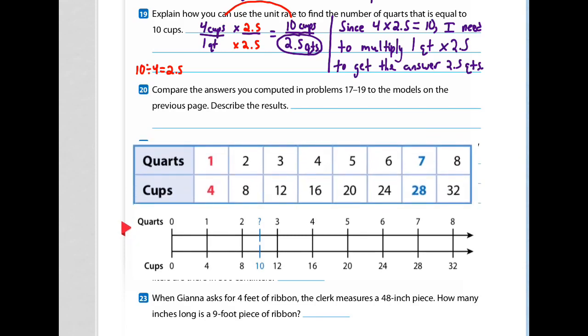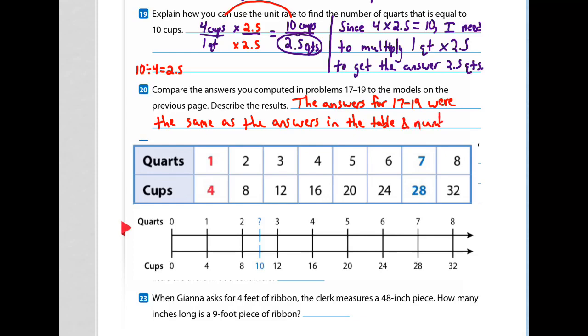So let me move this. All right. So I'm going to say the answers for 17 through 19 were the same as the answers from the table and number line. Okay. So I'm hoping you notice that your answers for 17, 18, and 19 were also the same. Just some we did with the number line, some we did without.